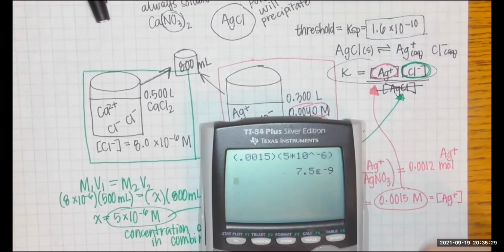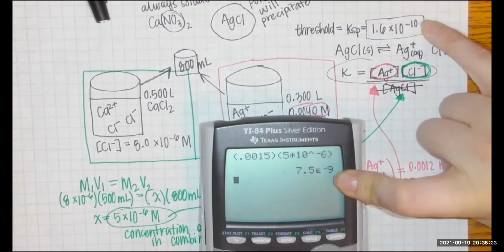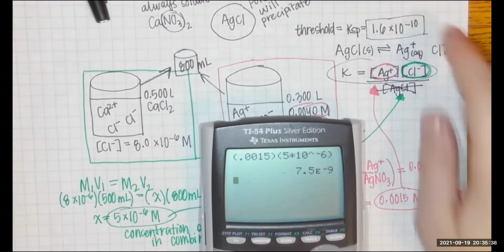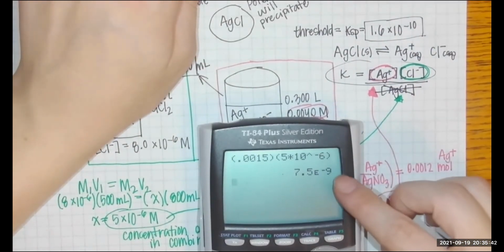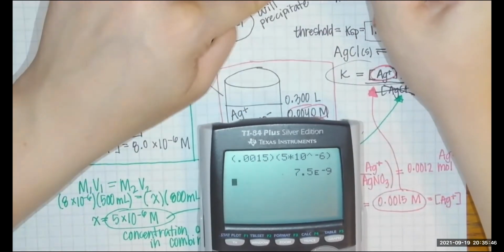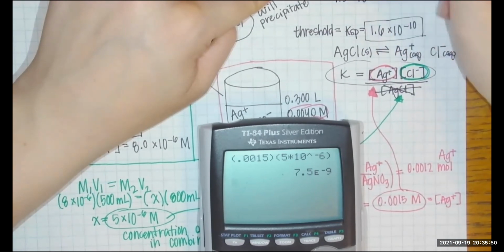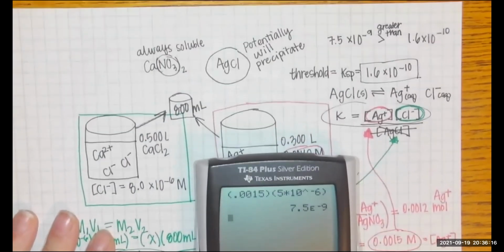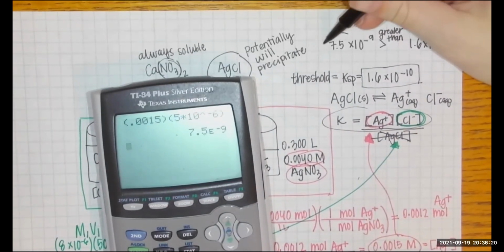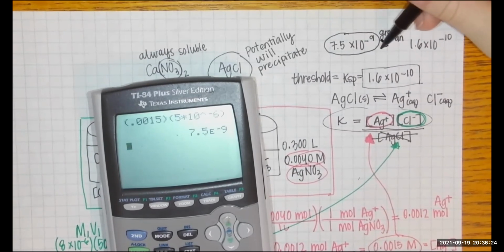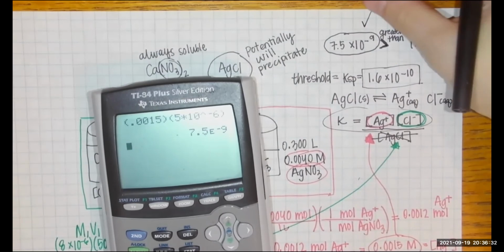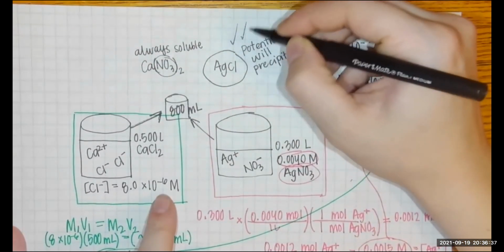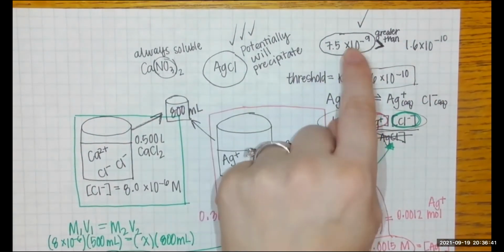At first glance, my brain got it backwards because I was like, no, 10 is bigger than 9. But think, scientific notation. 10 times 10 to the negative 10 power is smaller than our value. We have exceeded it. 7.5 times 10 to the negative 9 is greater than 1.6 times 10 to the negative 10. That was the threshold. If we exceed the threshold, then yes, there will be a precipitate. AgCl will precipitate because our value was greater than the threshold.